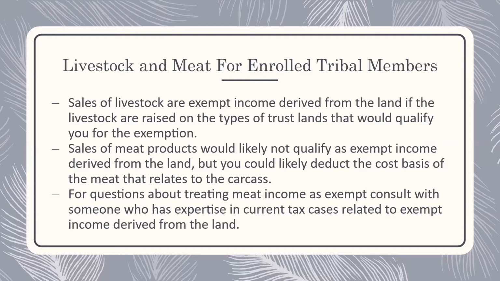All right, a quick note here, because I noticed that we have at least one enrolled tribal member and some who are educators in tribal communities. So the other really important thing to understand about meat as opposed to livestock is that for enrolled tribal members operating on trust lands that generate exempt income derived from the land, meat does not count as that exempt income derived from the land. So your full livestock operation, depending on which lands it's on, may qualify as exempt income derived from the land. But your meat operation is very, very, very unlikely to meet the criteria to qualify as exempt income derived from the land.